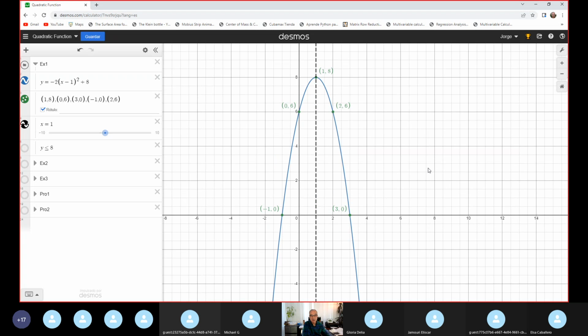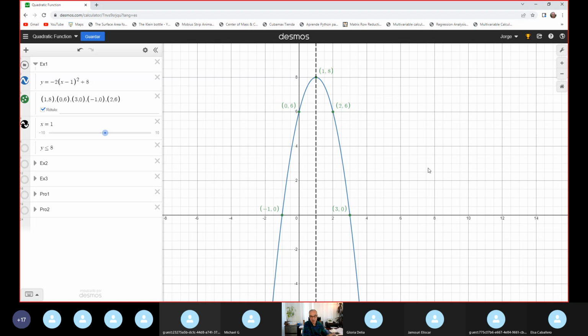This parabola opens up and down. We have one y-intercept at 0,6, and we have two x-intercepts at negative 1,0 and 3,0. And I determine one extra point using the symmetry idea, 2,6. And this is super easy, because the distance between the axis of symmetry, the dotted vertical line, to the y-intercept is 1.